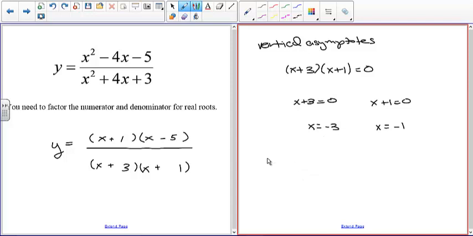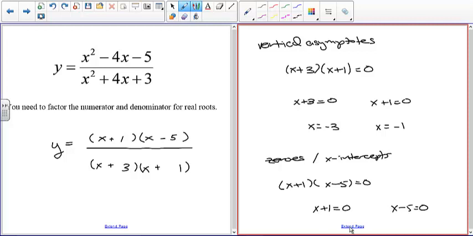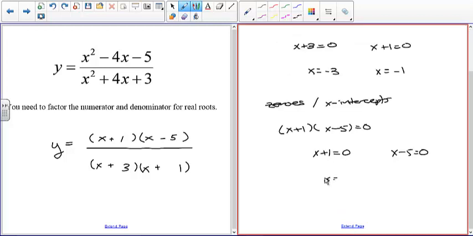And then if you look at the zeros, x-intercepts, that's when the numerator is 0. So x plus 1 times x minus 5 equals 0. And that occurs when either one of these is 0. So x plus 1 equals 0, x minus 5 equals 0. So solve for x, you get x equals -1 and x equals 5. So we know you have x-intercepts, or zeros, at these two values of x.